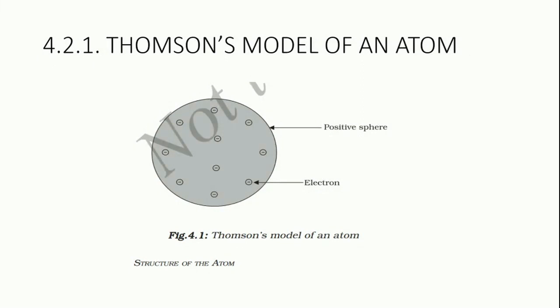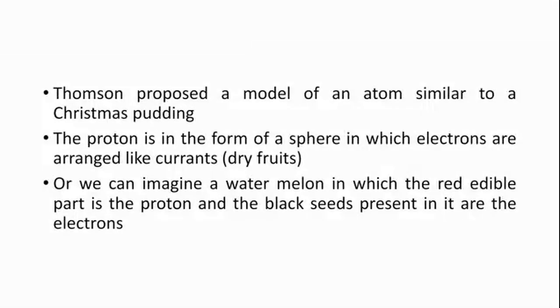So we have a positive sphere, isn't it? Yes, ma'am, we have a positive sphere. In that positive sphere, the electrons are embedded, like how in a watermelon the seeds are embedded in it. Yes, correct, that is also true. So this is the model. Now you can read this, Mahalakshmi.